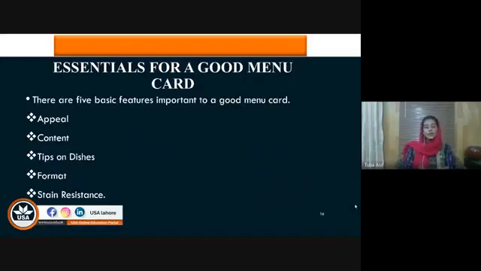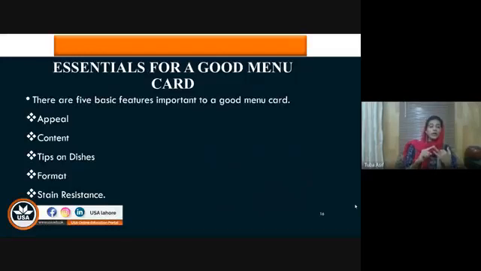Now, what are the essential requirements or the considerations you need to keep in mind while planning a good menu? The important features are five in number. The appeal. Appeal means it should be very attractive. There would be a harmonious effect of color and texture. The content. What are the dishes you're offering?